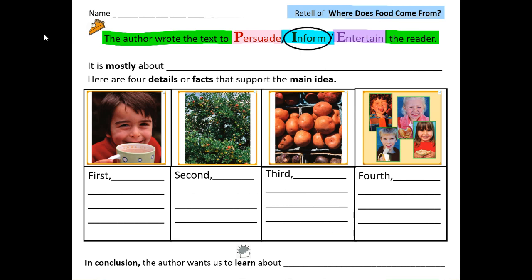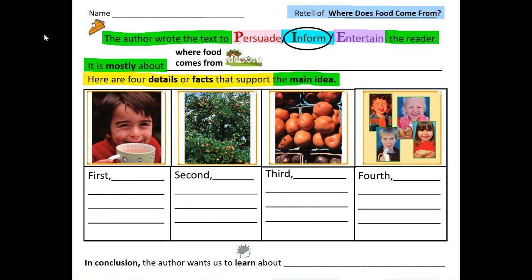Well, the author wrote the text to inform, to give the reader more information. And it is mostly about the main idea. It is mostly about what is the text? Where does the food come from? It is mostly about where food comes from.